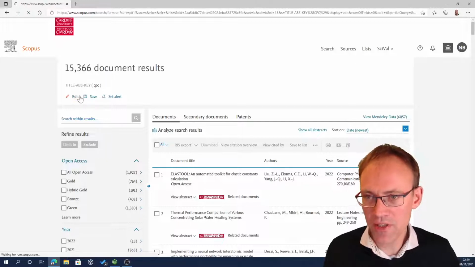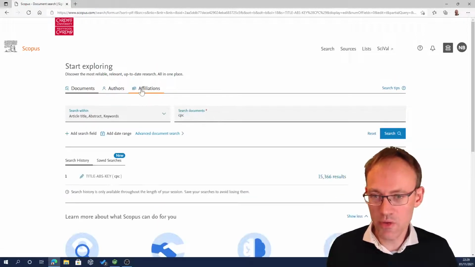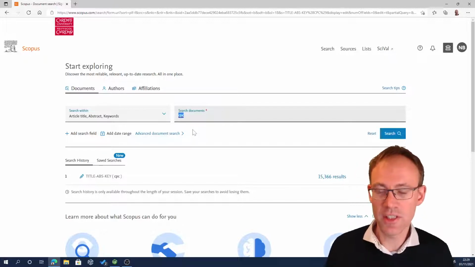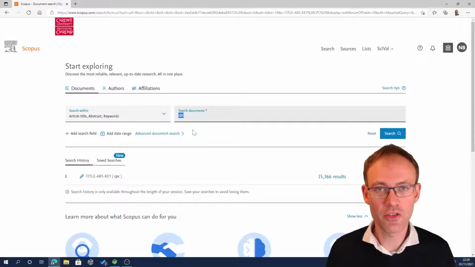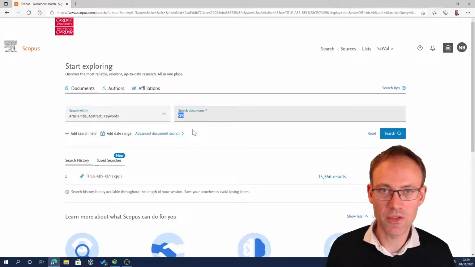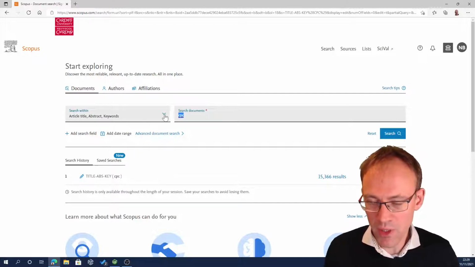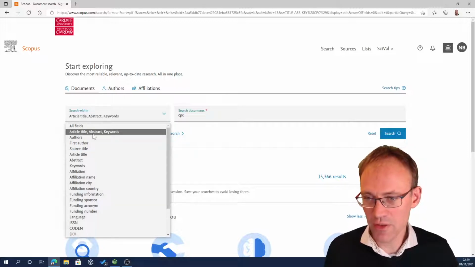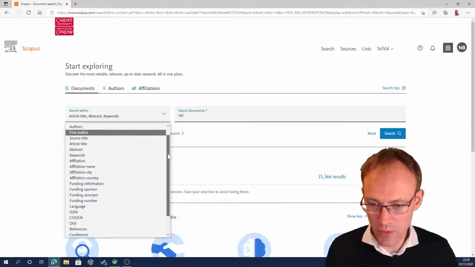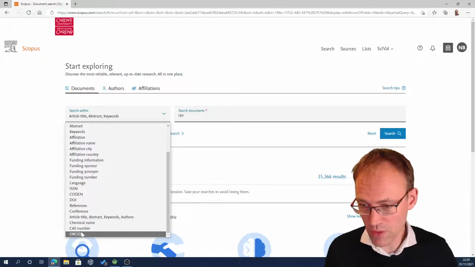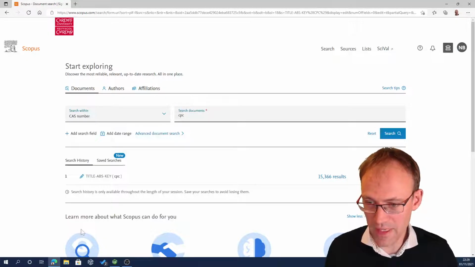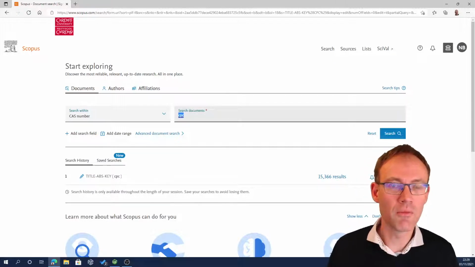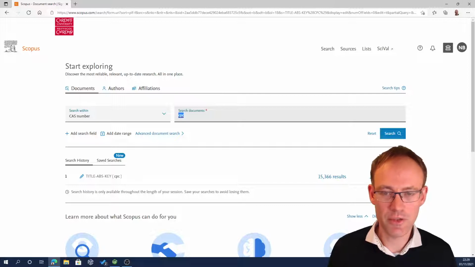Okay, so I'm going to change this and focus in particular on a strategy that you may not have come across in Scopus, and that is to look for CAS numbers. You can look for CAS numbers by ticking this box instead of looking in the article title, abstracts and keywords. We're going to scroll almost all the way to the bottom and look for CAS number. And CAS numbers, of course, are unique numbers that identify certain chemicals.